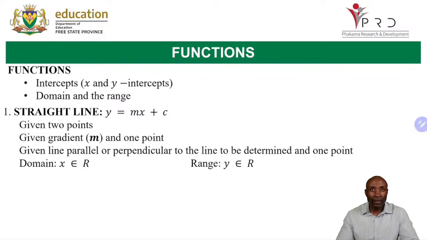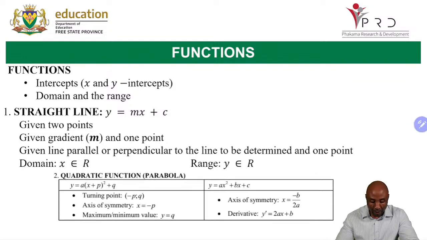So if the domain is restricted, let's say between -2 and 7, it means for you to get your range, you substitute the minimum x value into the equation of the function to get the y value. You also do the maximum x value in the domain in order for you to get the maximum y value in the range. So that's how we do it.